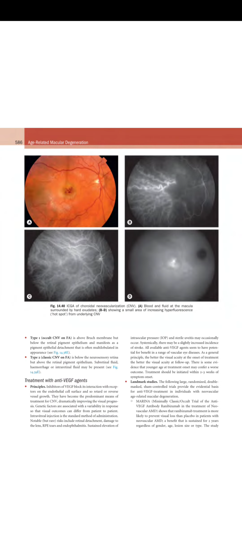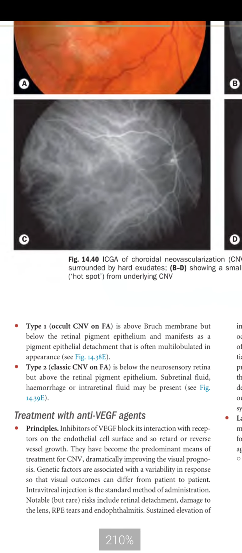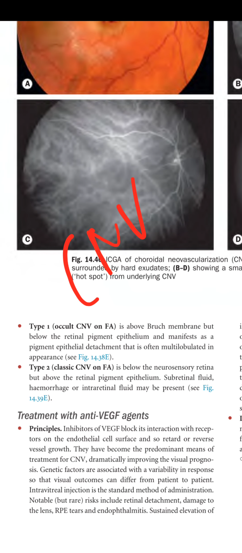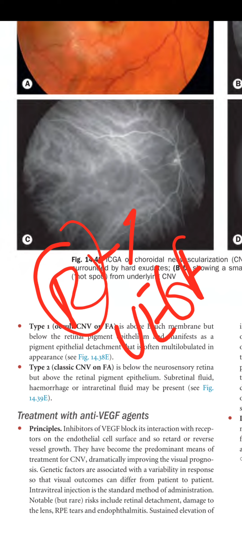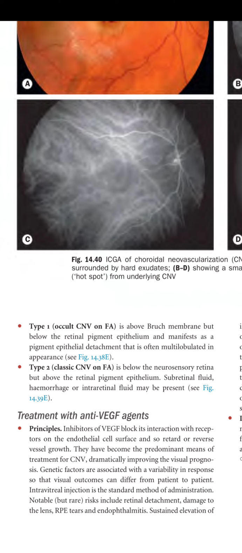Next is how you treat with the anti-VEGF agent. CNV is usually treated with the anti-VEGF agent principle. Inhibitors of the VEGF block its interaction with the receptor on the endothelial cell surface and so retard or reverse the vascular growth. So basically it blocks the receptors on the endothelial cell, so that VEGF does not interact with it and there is a regression or reversal of the vessel growth. They have become the predominant means of treatment for CNV, dramatically improving the visual prognosis. Genetic factors are associated with variability in response, so that visual outcome can differ from patient to patient. Intravitreal injection is the standard method of administration. Notable but rare risks include retinal detachment, damage to lens, RPE tears, and endophthalmitis.